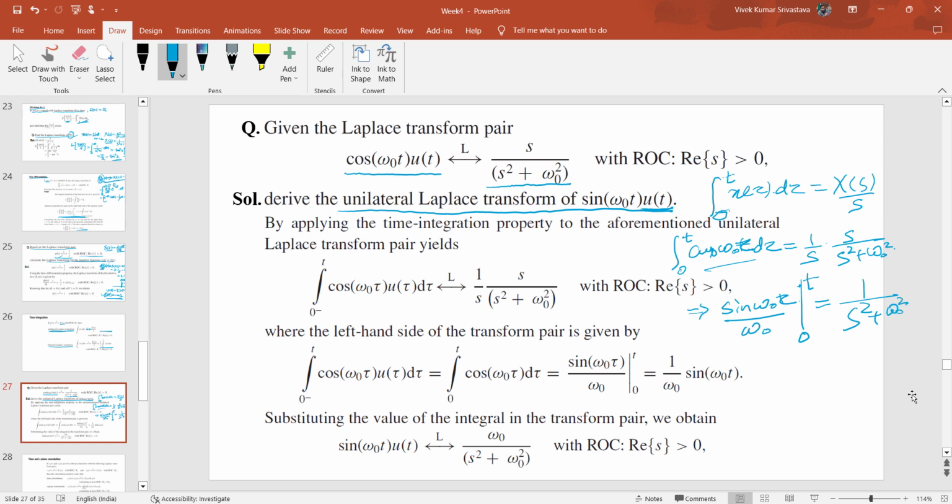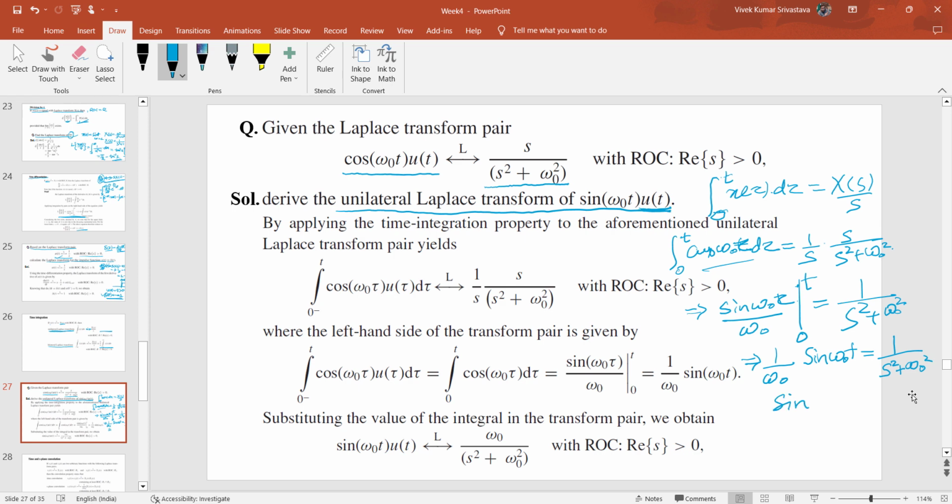Okay, so once you put the limit of integration here, this will be equal to 1 over omega naught into sine of omega naught t, equals 1 over s square plus omega naught square. So sine of omega naught t will be equal to omega naught over s square plus omega naught square.